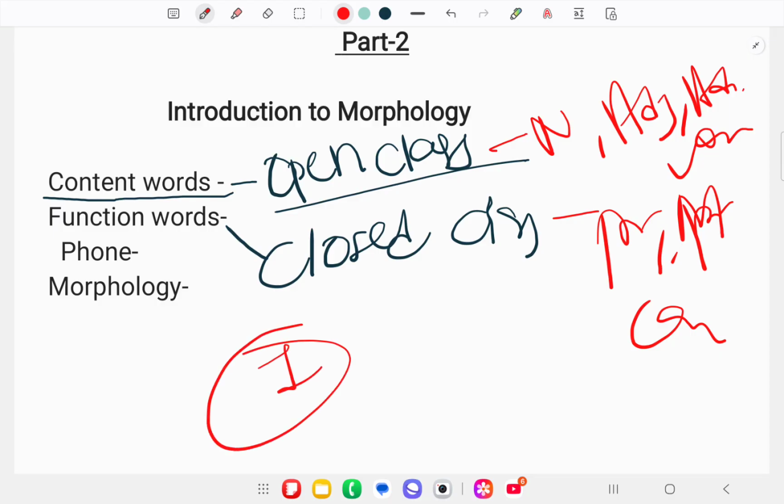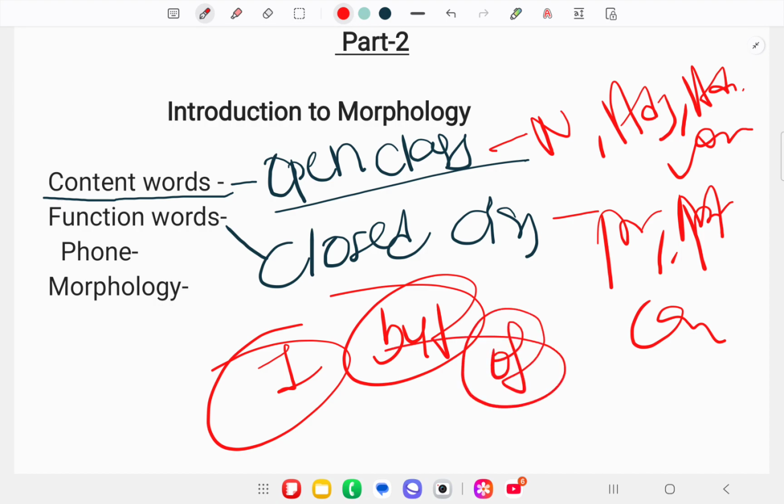Like if I say 'I', which is a pronoun, we cannot attach anything. If I say 'but', a conjunction, we cannot attach anything. If I say 'of', we cannot attach anything. So in closed words we cannot attach any of the affixes. Okay.